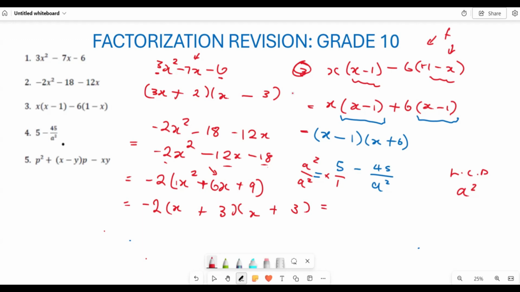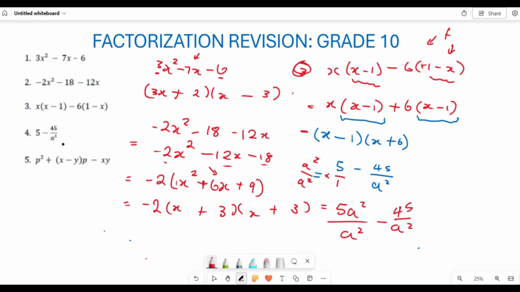And then now what is it that I'm going to have here? This is going to be the same as 5a squared over a squared. Subtract, what is it that I'm going to have here? This is the same as 45 divided by a squared. Are we together?